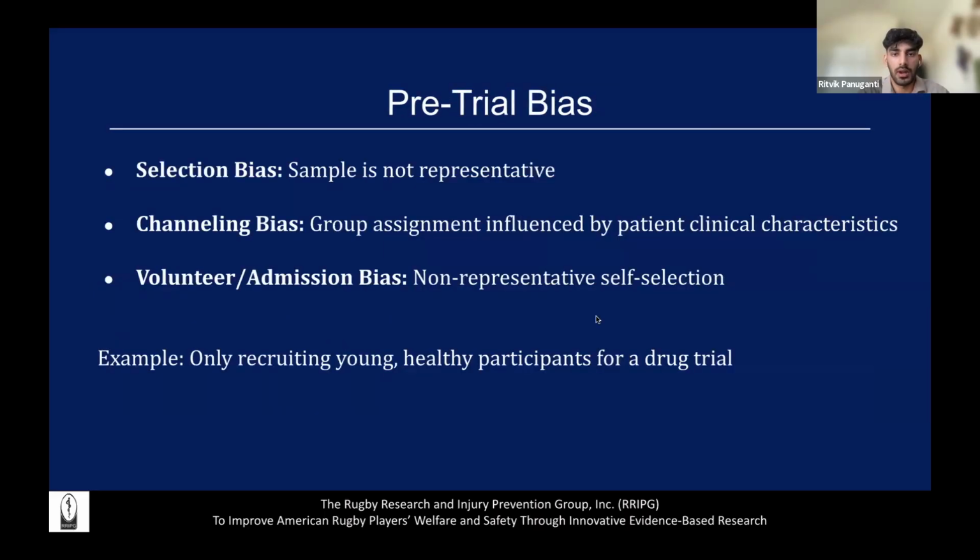First, you have pretrial bias, and this includes selection bias, where the sample is not representative. Then you have channeling bias, where group assignment is influenced by patient clinical characteristics. And then you can also have volunteer or admission bias, which is non-representative self-selection. An example of selection bias in pretrial bias is a researcher who only recruits young and healthy participants for a drug trial.